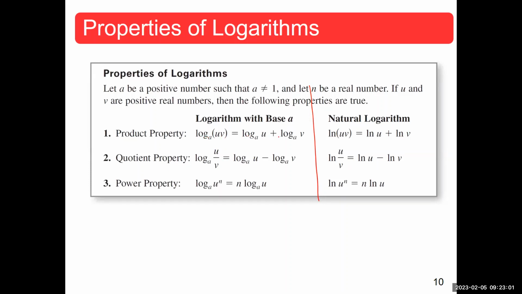Logarithm of multiplication, you split them into addition. Logarithm of dividing, you split them with a negative sign. Power rule, you move the power to the front. And also, as I said, you can read them backward.